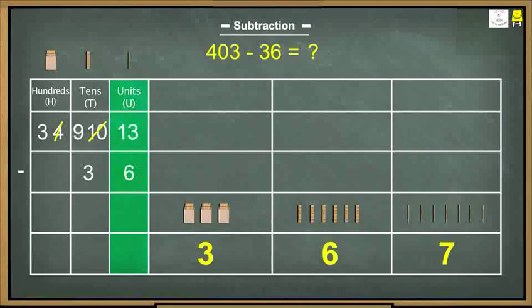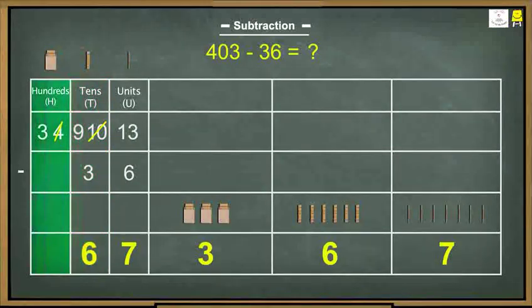We can easily subtract 6 units from 13 units. So how many units do we have left? We have 7 units left. Now let us subtract the tens. You can see that we need to subtract 3 tens from 9 tens. And the answer to that is 6 tens.